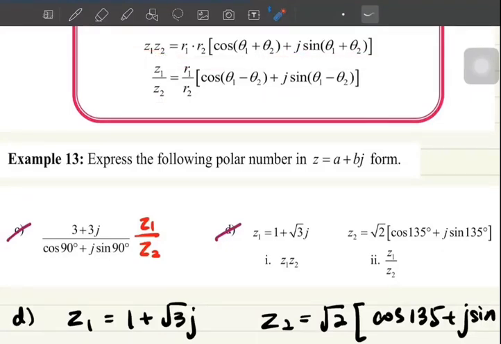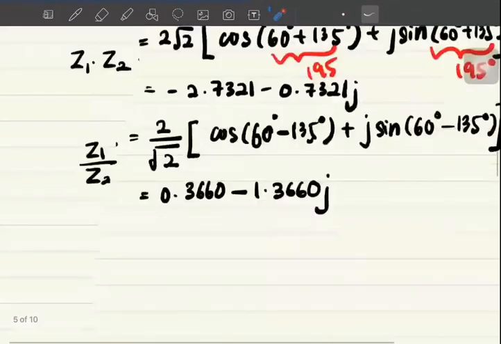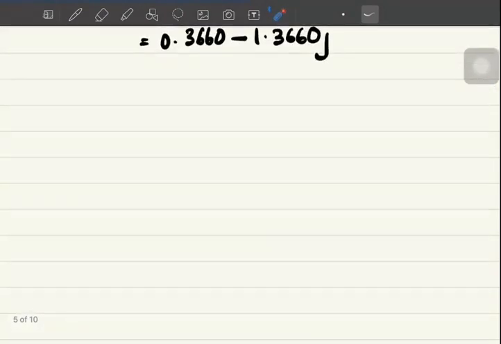Okay. Okay, for Z2, what is your R? 1. Okay, sebab apa 1? Sebab dia tak tulis kan. Jangan cakap kosong. Nilai dia ada lah. Kalau kosong kat bawah tu tak ada apa-apa kan. Betul. So your R2 is equals to 1. Your theta 2 is equals to 90 degrees. Okay. So if you express your 3 plus 3j ni dalam bentuk polar form, what do you get?